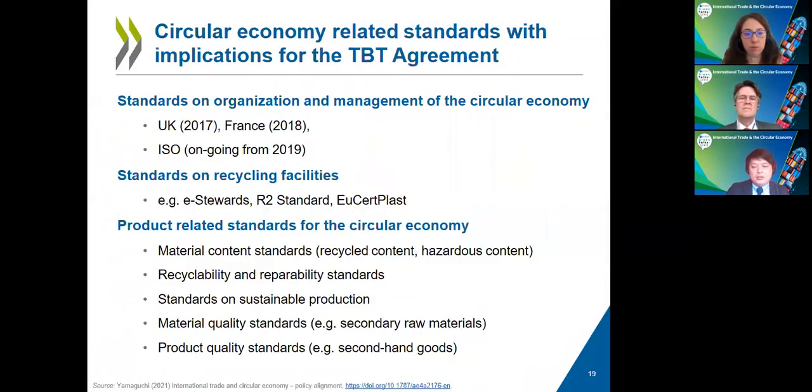Now, next slide, turning to more details on related standards on the circular economy, which have implications to the TBT agreement. There are various developments in this area. So standards on the organization and management of the circular economy are already available in UK and France and ongoing under the ISO. There are also standards around recycling facilities, and more importantly, standards around product-related standards for the circular economy, such as material content, recyclability and repairability, sustainable production, material quality, and product quality. And these are very important. For instance, extended producer responsibility schemes moving towards modulated recycling fees, or policies around eco-labeling or government procurement will turn to some kind of available standards. And since these standards do have a trade effect, we need to keep a close eye on these developments as well.